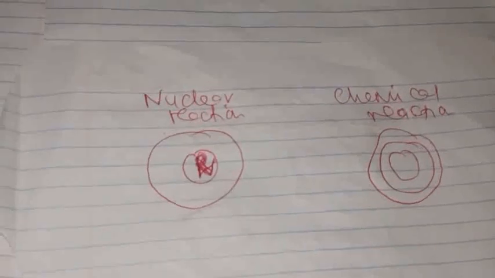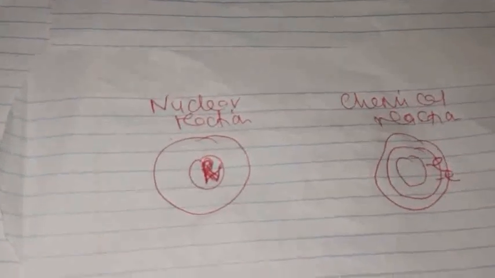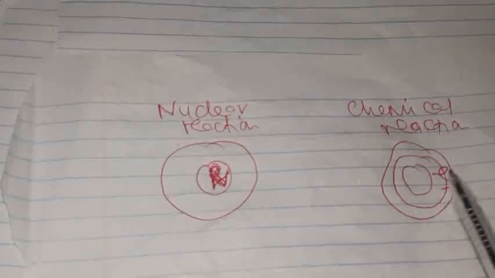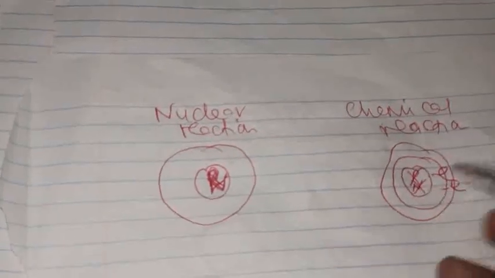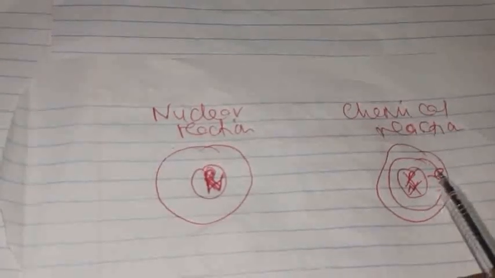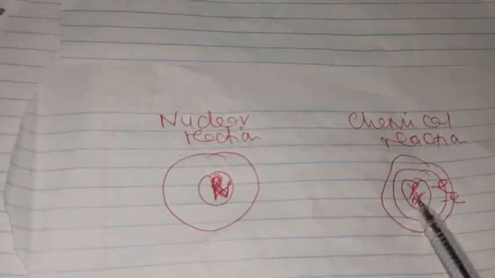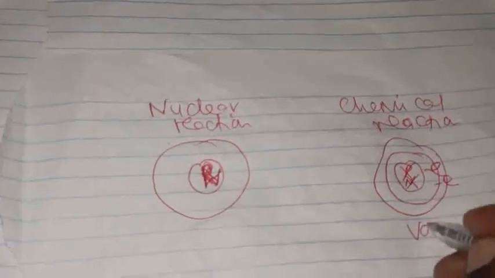Chemical reactions will always make use of the electrons in the energy levels, so they do not involve protons and neutrons. They will always use what we call valence electrons.